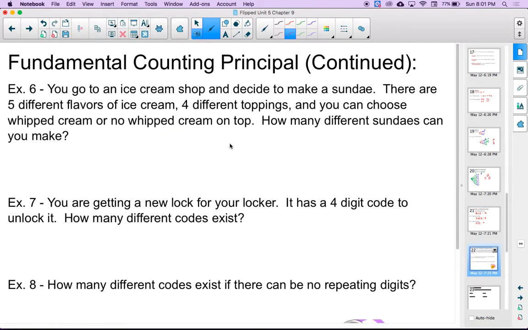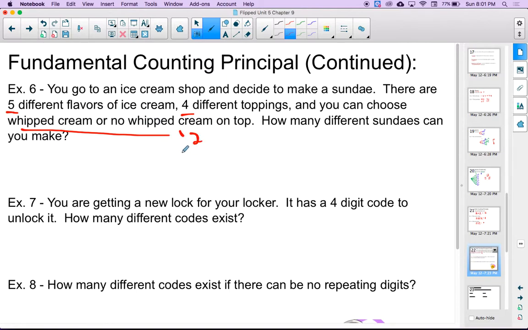A couple more of these fundamental counting principle problems. Number 6 here, you go to an ice cream shop and decide to make a sundae. There are 5 different flavors of ice cream, 4 different toppings, and you can choose whipped cream or no whipped cream. So that's a choice of 2 there.